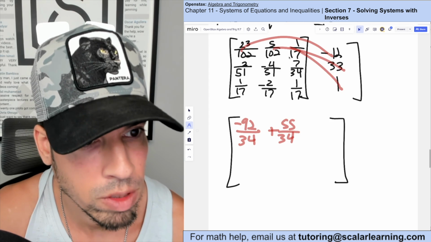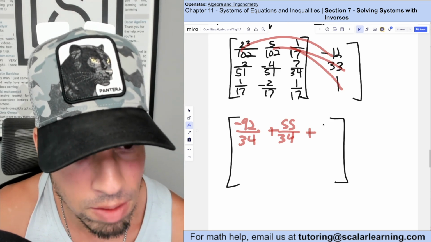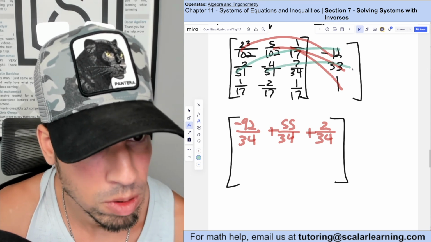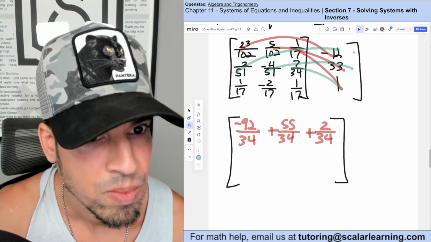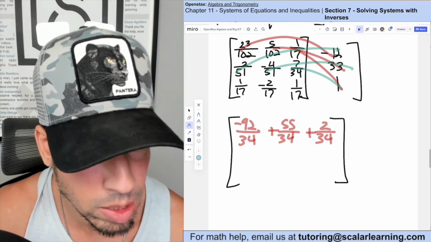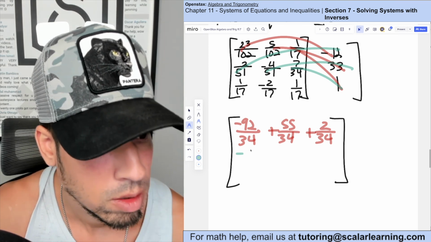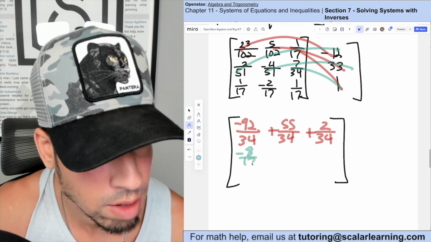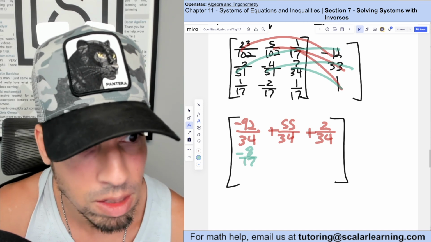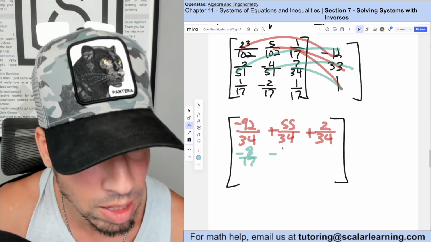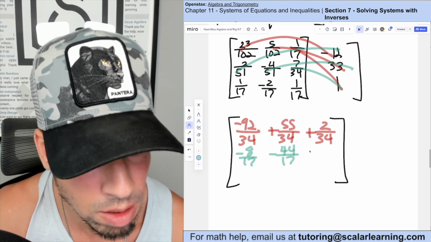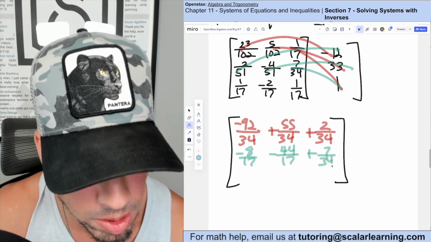And then 1 over 17 times 1 is 1 over 17, but I'm going to give it a common denominator, 2 over 34. Next, we have this times this, plus this times this, plus this times this. So again, that's dividing top and bottom by 3. We have negative 4 times 2 is negative 8 over 17. This one times 33, dividing top and bottom by 3, that's 11 times negative 4 is negative 44 over 17, and then plus 7 over 34. We'll get the common denominators afterwards.